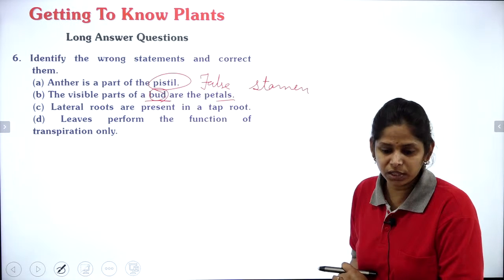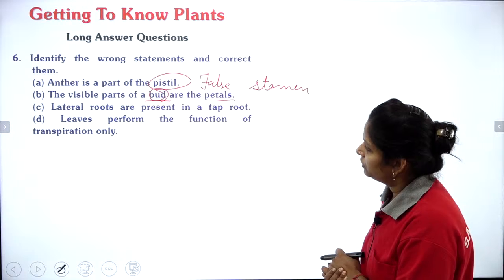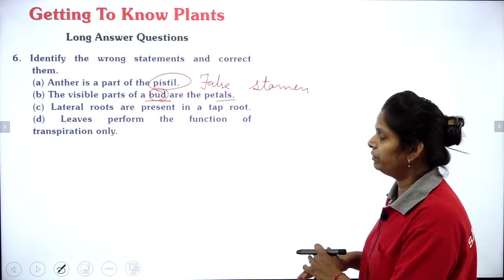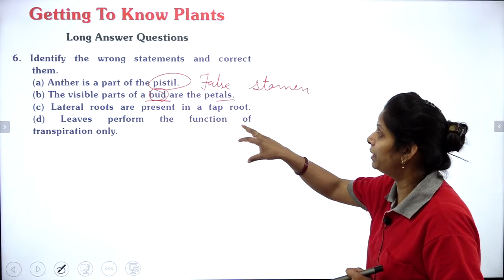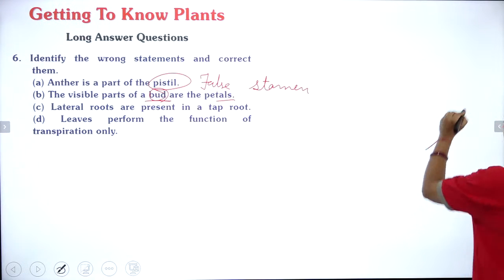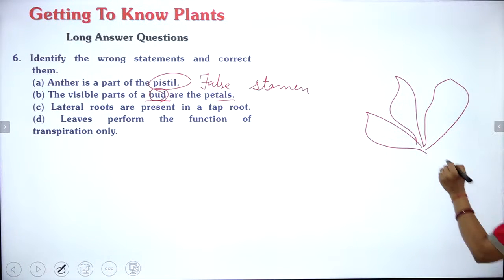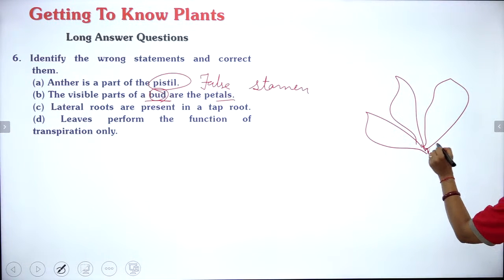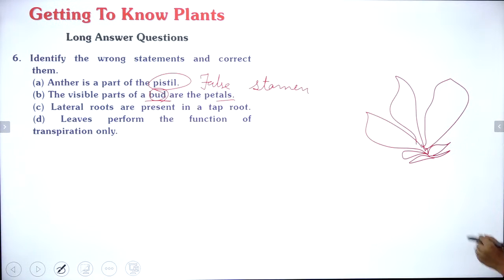Okay, sorry, we will take it in another trick. Like this, the visible part of a bud are the petals. You just see this structure of a flower, petals are there. And on the outer side is this small green leafy structure, and this is called the sepal. What is it called? Sepal.